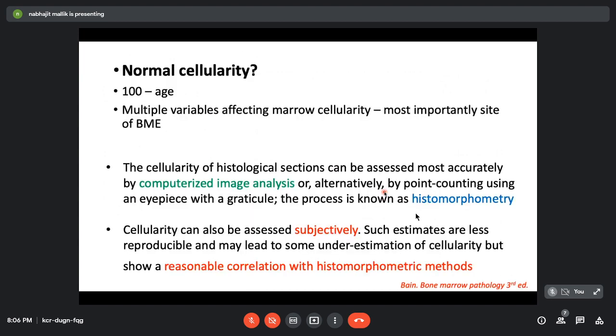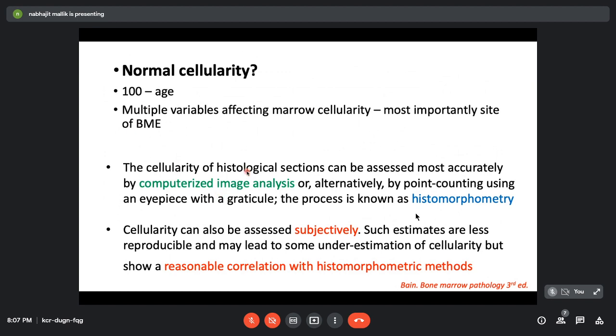Now, for normal cellularity, you can use a formula of 100 minus age. For example, if the age is 40 years, the patient should have around 60% cellularity, and this is a rough estimate of how the cellularity should be estimated in the bone marrow. But we know that multiple variables affect the bone marrow cellularity, and the most important is the site of the bone marrow examination.